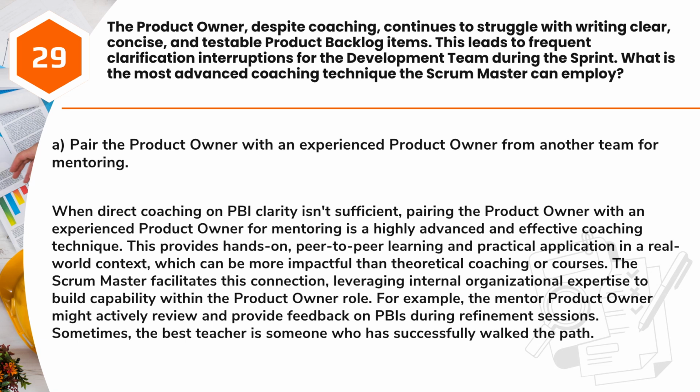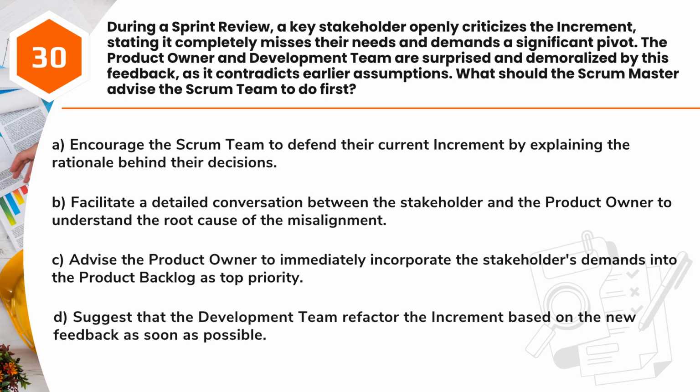Sometimes, the best teacher is someone who has successfully walked the path. Question 30. During a sprint review, a key stakeholder openly criticizes the increment, stating it completely misses their needs and demands a significant pivot. The product owner and development team are surprised and demoralized by this feedback, as it contradicts earlier assumptions. What should the Scrum Master advise the Scrum team to do first?